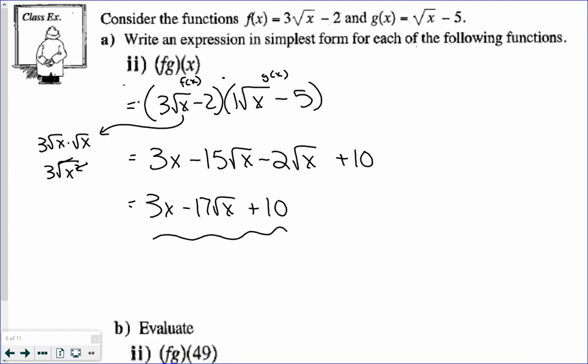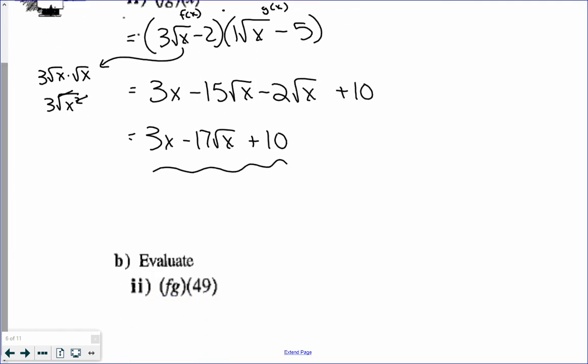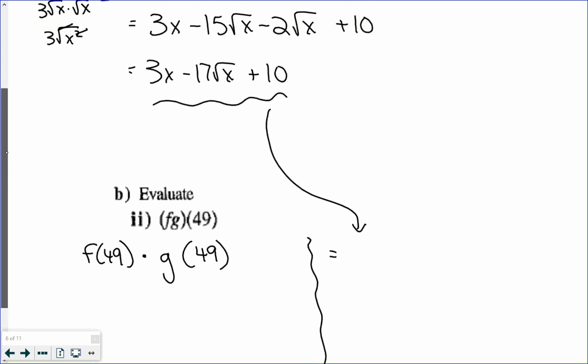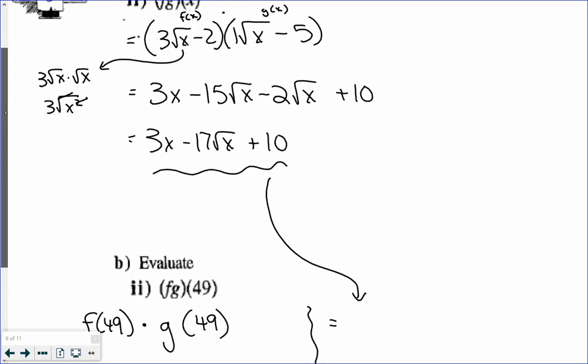And then if I wanted to evaluate (f × g)(49), again, you've got the 2 options. You could plug 49 into f and times that by plugging 49 into g. Or we can use our equation from up there and just plug 49 into it. But again, remember, if you've made a mistake, it's going to cost you.